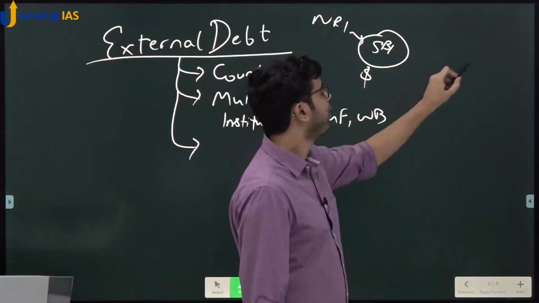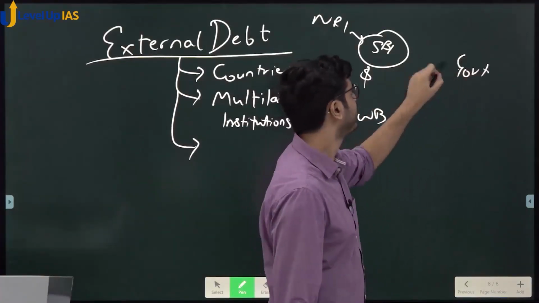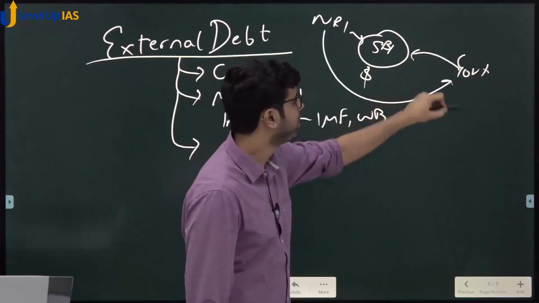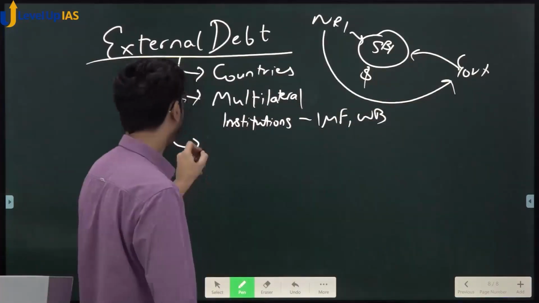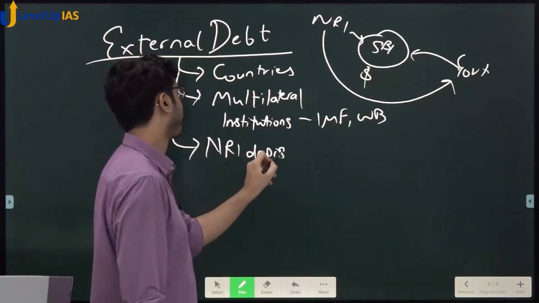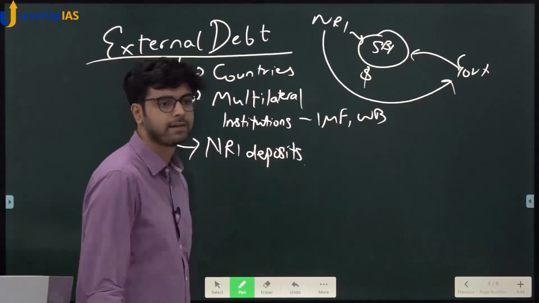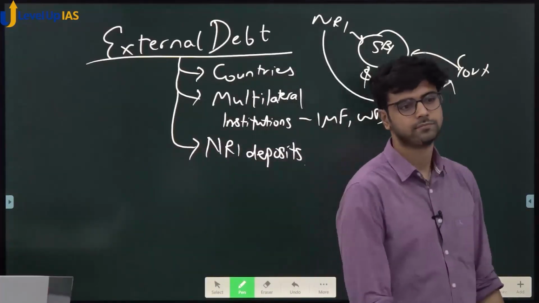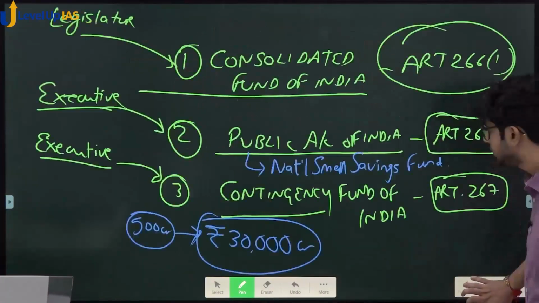Okay? Now government goes to SBI for loan. Yes or no? Borrowings. So this money is indirectly going here. Yes or no? Okay? So I will write NRI deposits here. Simple. Very straightforward. Right? Coming back to this chart, very important.